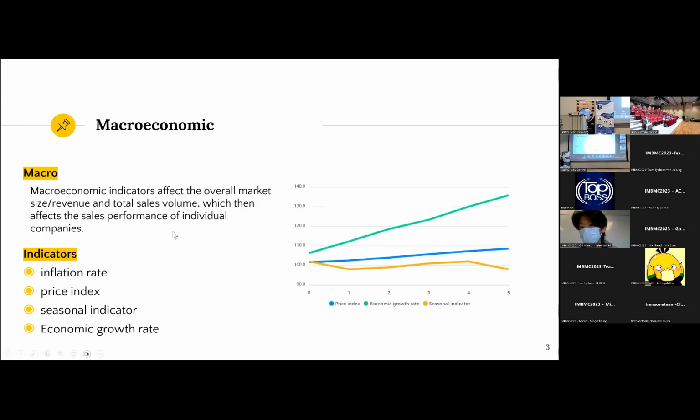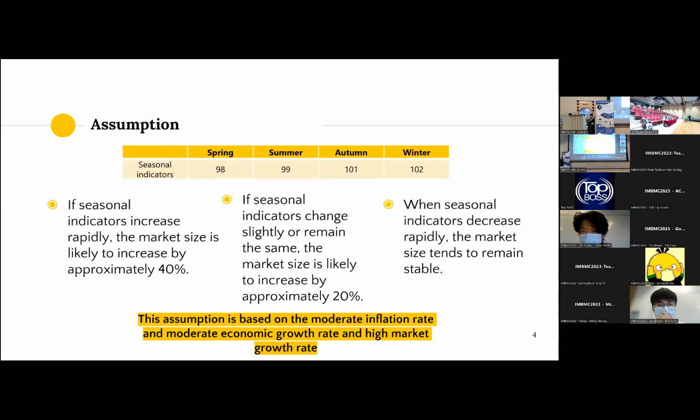Okay, first one is talking about the macroeconomic. The economic indicators affect overall market size and the revenue. The inflation rate, like the price index and seasonal indicators, will affect our overall market size. After that, I'm going to do some analysis about how the indicators affect the market size.